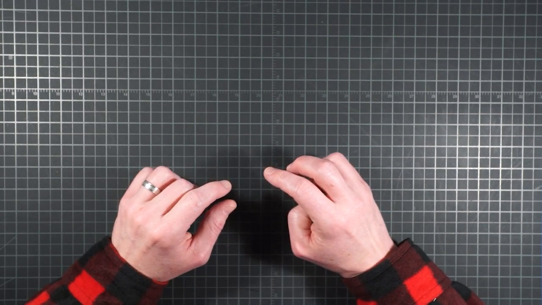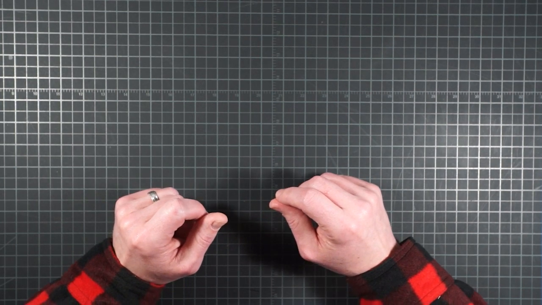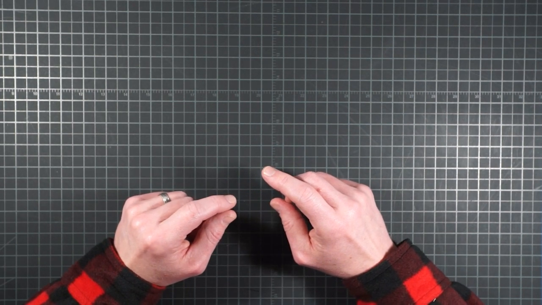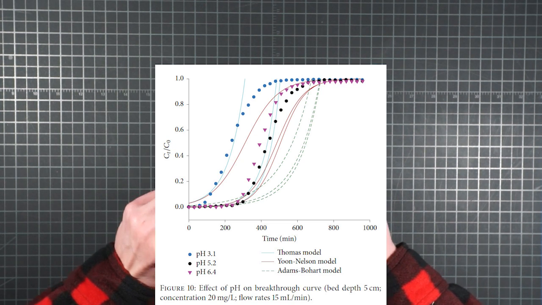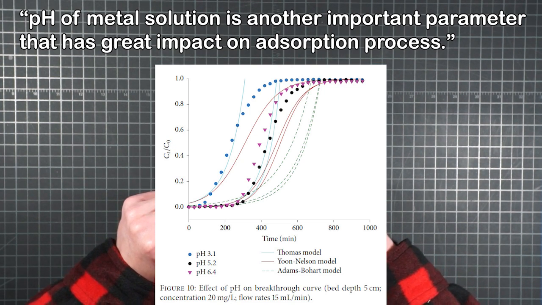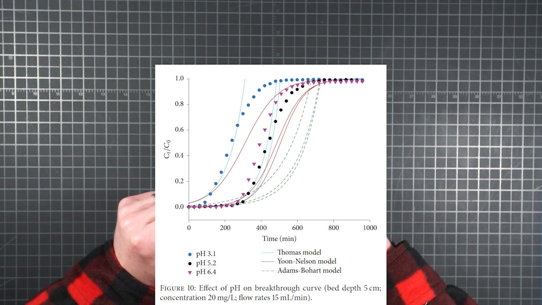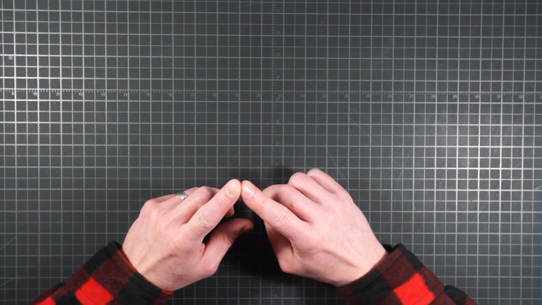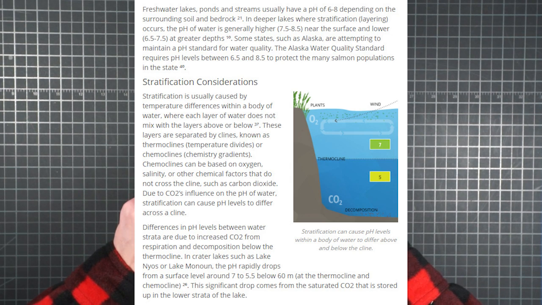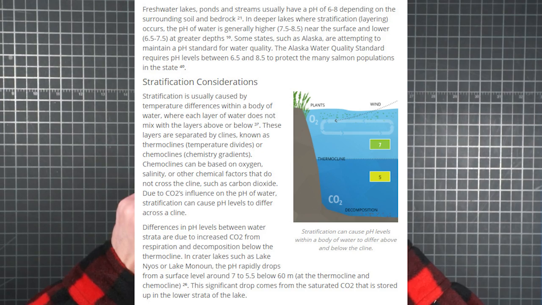And then lastly, because adsorption is a chemical process and pH affects most things chemical, the authors also looked at how the acidity of water impacts filtration performance. This related specifically to removal of lead. "pH of metal solution is another important parameter that has a great impact on adsorption process. At lower pH values, adsorption capacity becomes less." Recalling in the Part 2 video on chemical disinfection, the pH of wilderness waters actually can vary significantly depending on where and when you draw from.